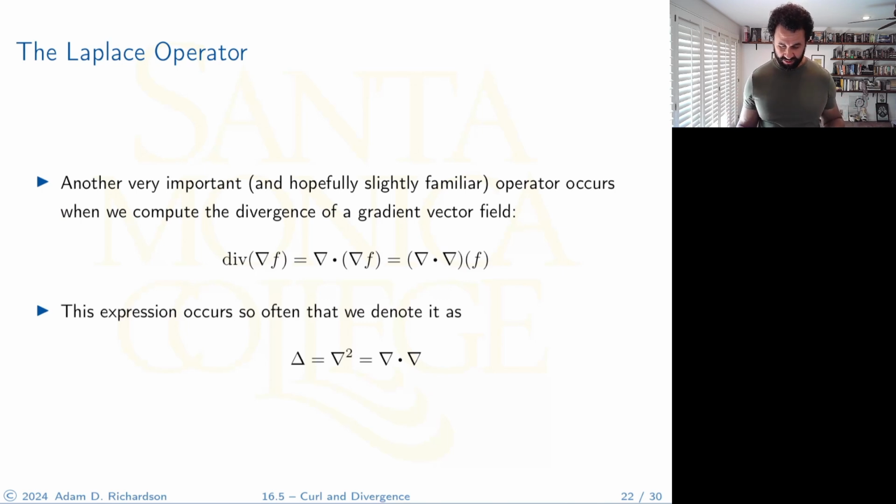So hopefully this is a little bit familiar, but if we compute the divergence of a gradient of a vector field, we get this. The divergence of del F, but remember we can write the divergence as dotting the vector field with del. But then we can rewrite this as dotting del with itself and then applying that to the function f. And this particular expression occurs so often that we denote it as this triangle instead. And it's defined as del squared, which is just del dot del. That's what it is. All right.